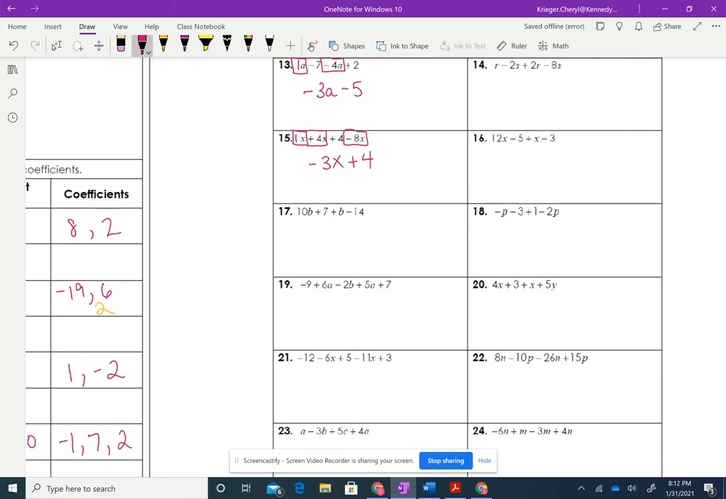Number 17, 10b plus 7 plus b minus 14. So I'll draw a box around my variable terms. That's 10b plus b, which I know is 1b, is 11b. And 7 minus 14 is negative 7.